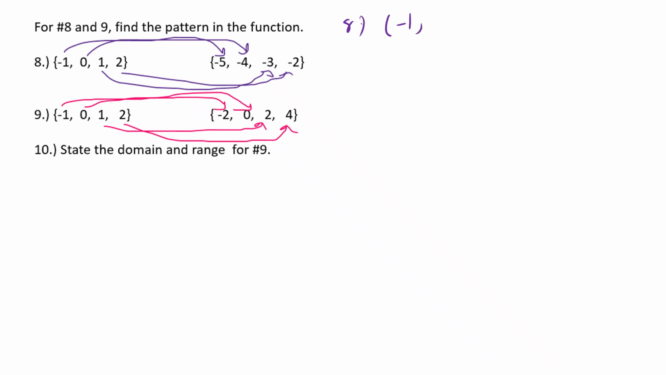So -1 is mapping to -5. 0 is going to -4. 1 is going to -3, and 2 is going to -2. So you can take a look at that and see how am I getting from the X to the Y? What am I doing to get from X to Y?